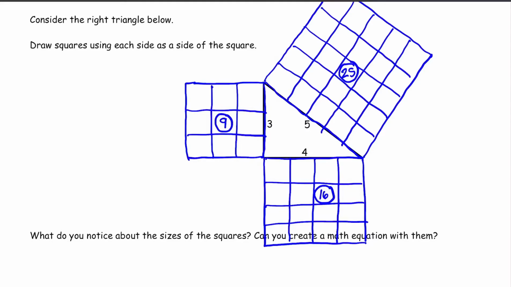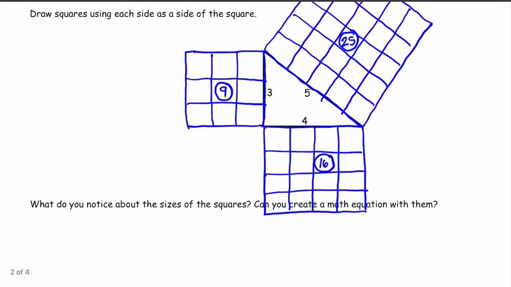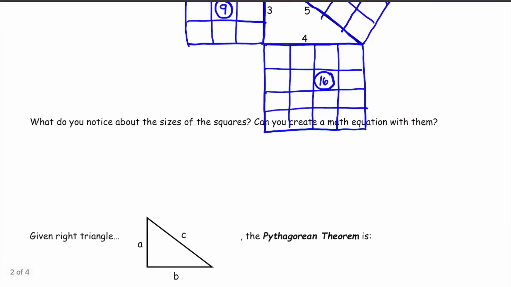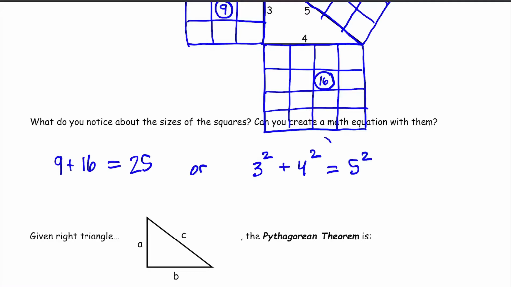But notice the 9, the 16, and the 25. Well, one thing you could do is take 9 plus 16, and guess what? That equals 25. So there's a possible math equation: 9 plus 16 equals 25. Or, like we just mentioned, 3 squared, there's the 9, plus 4 squared, there's the 16, equals 5 squared. That's a very powerful relationship when it comes to right triangles.